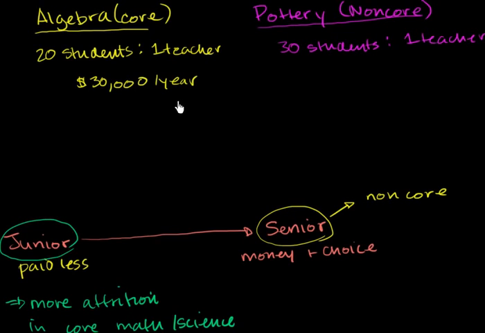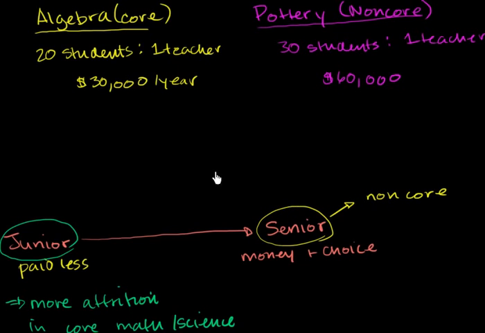And let's say the pottery course is taught by a very good pottery teacher, but she's been in the school system for 30 years. She's very senior at this point. She loves pottery. That's why she chose to teach the pottery class. And because she spent so much time in the system, she's making $60,000 a year.